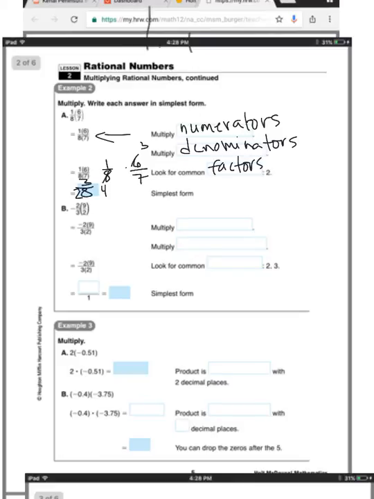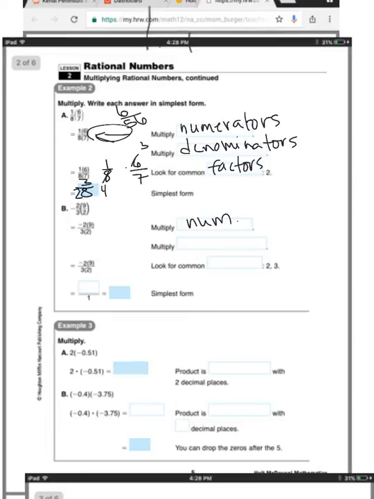Now remember, if you don't want to look for common factors, you can multiply this here and get 6 over 56, and then you can divide that by the common factor of 2 and get 3 over 28 still. So you can either simplify at the end or simplify before you multiply by cross-canceling. So again, on B, we are going to multiply the numerators.